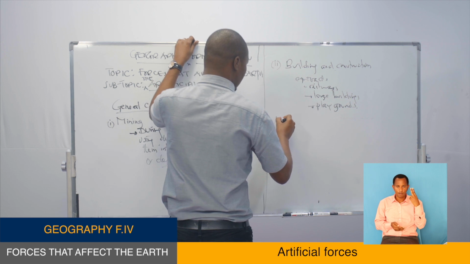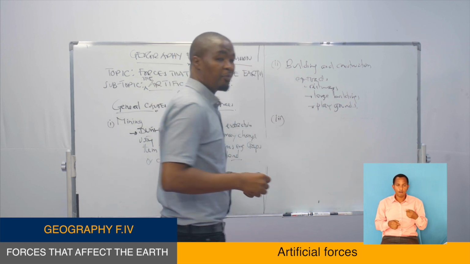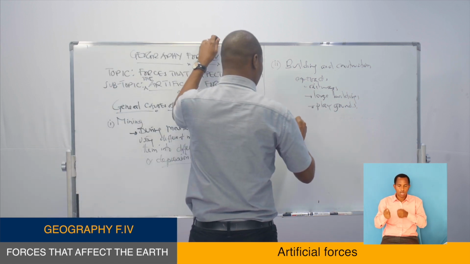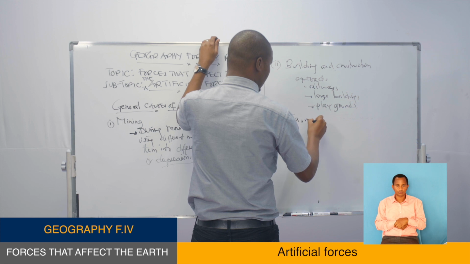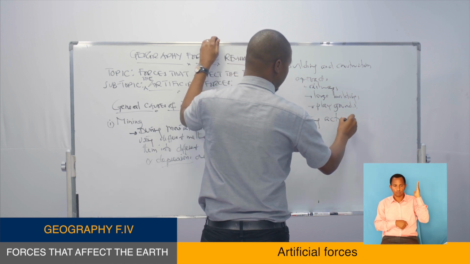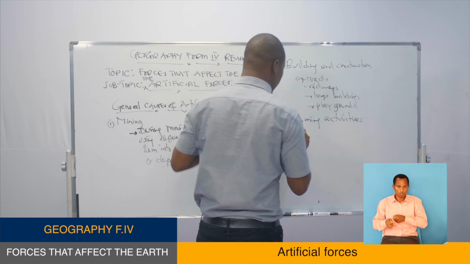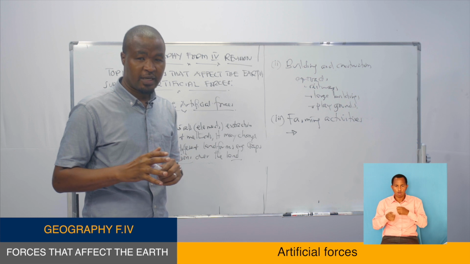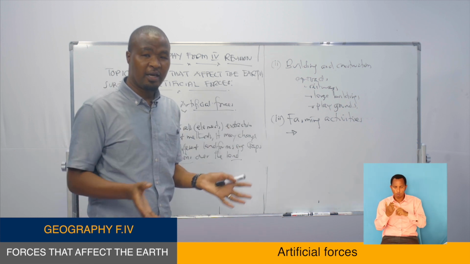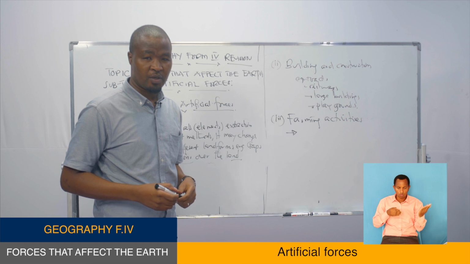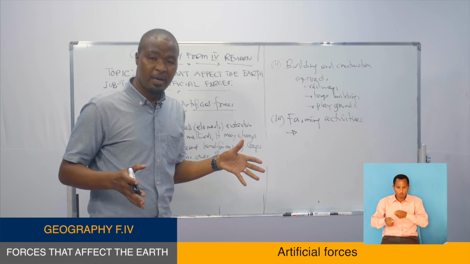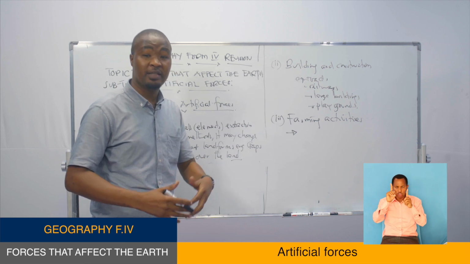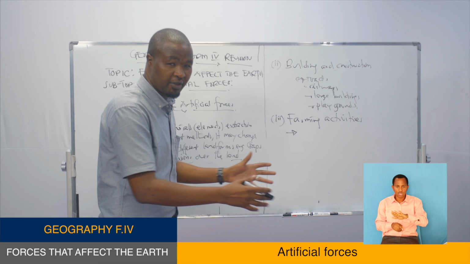Then we go to the third point, farming activities. What does it mean? It means during farming activity, for instance, you want to clear an area for cultivation. Then you have to make what we call deforestation. You have to cut down the trees so that you can get a clear area for cultivation.